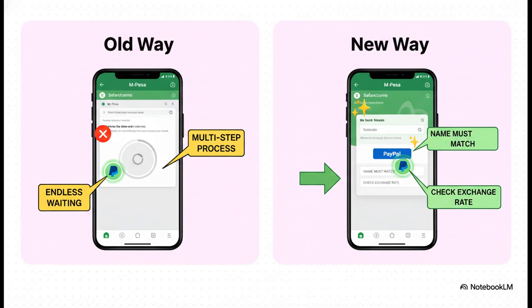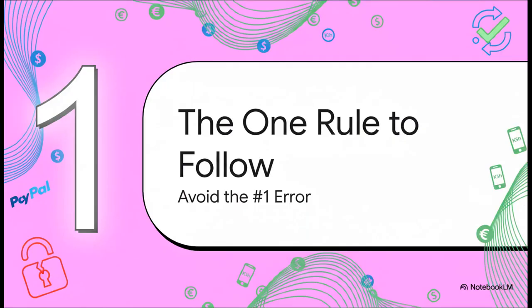For the longest time, you had to leave the M-Pesa app, open up a web browser, find that separate website, log in again. It was clunky. Well, that old way is finally gone. It's being replaced by this slick, new method right inside the app that's faster, way more secure, and just makes sense. Okay, so let's dive right in.